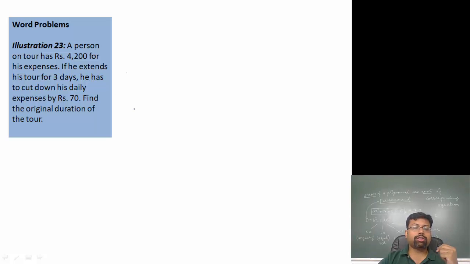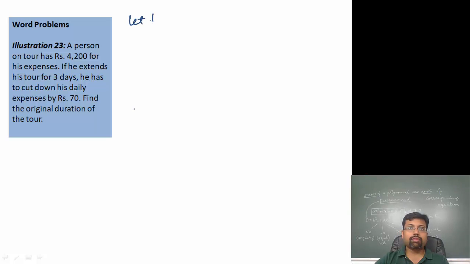Now coming to the next question, we have a person on tour who has rupees 4,200 for his expenses. If he extends his tour for 3 days, he has to cut down his daily expenses by 70. Find the original duration of the tour.